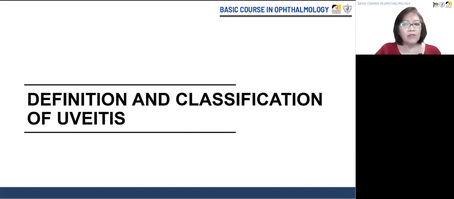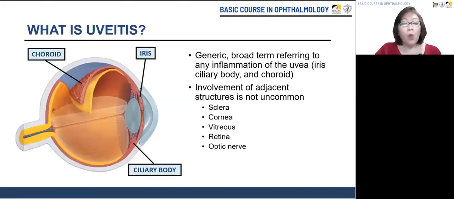Let's talk about definition and classification first. So, what is uveitis? Uveitis is a broad term used for any inflammation that involves the uveal tract, which is composed of the iris, the ciliary body, and choroid, as shown in the diagram here. Frequently, however, as you will later find out, there may be involvement of adjacent structures such as the sclera, cornea, vitreous, retina, and the optic nerve. Put simply, it can involve practically all internal eye structures.